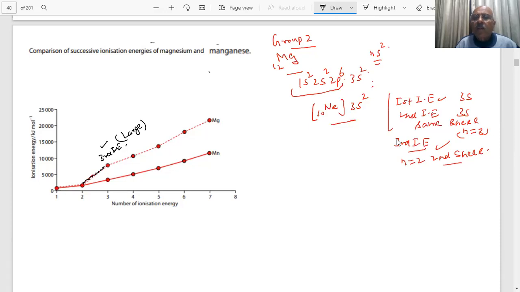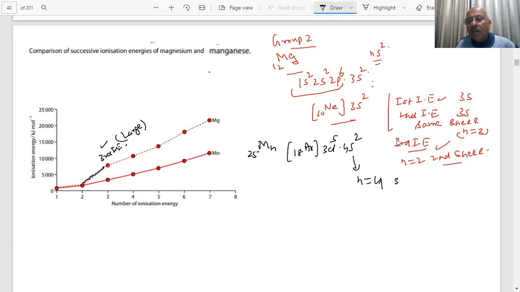And what happens in the case of the transition elements? The first and second ionization energies, and the third, fourth values, are lower than magnesium. Why? What is the configuration of manganese? The atomic number of manganese is 25. And how do you write it? 18 argon, 3d5 4s2.